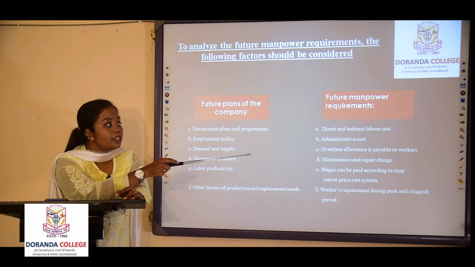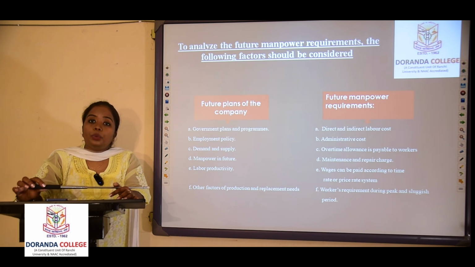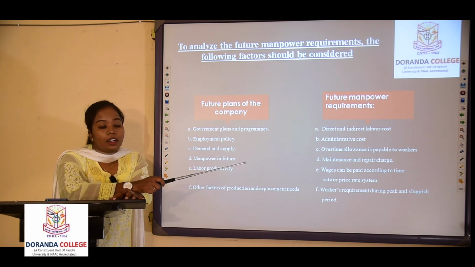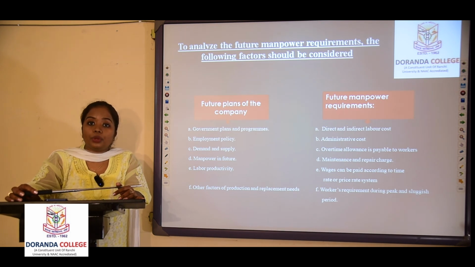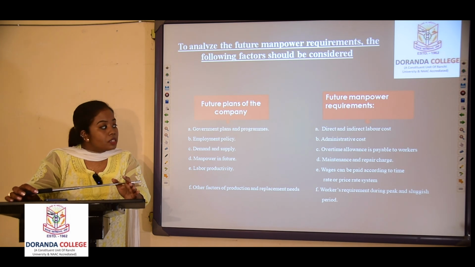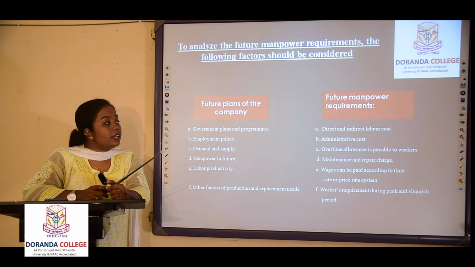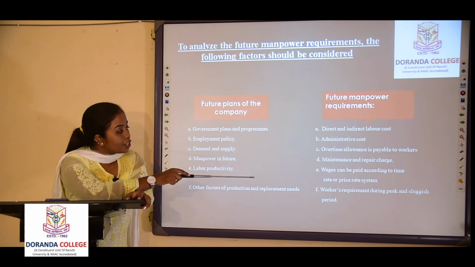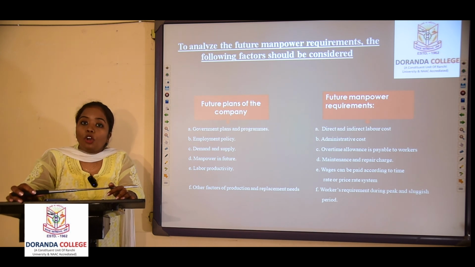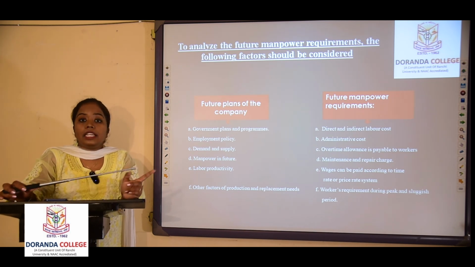Then overtime allowances are payable to the workers. Obviously, when the workers are allotted overtime, they have to be paid well. And maintenance and repair charges. Whatever machineries are used, the management needs to take care of every machinery, and it needs to be thoroughly checked every now and then as per the demand, given proper service, and proper maintenance should be done of every machinery in that particular industry or organization. Wages can be paid according to time rate or price rate system. That means according to the time frame or according to the price rate. These are the two wage systems that can be allotted to the employees.